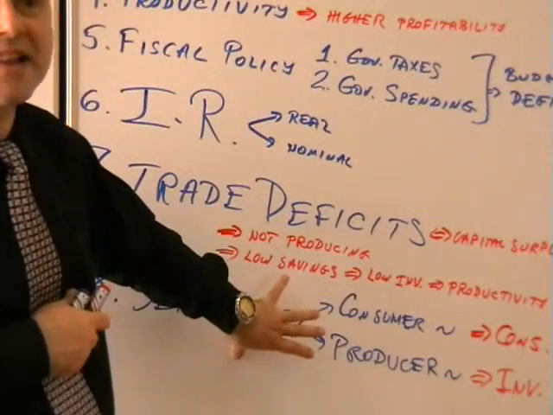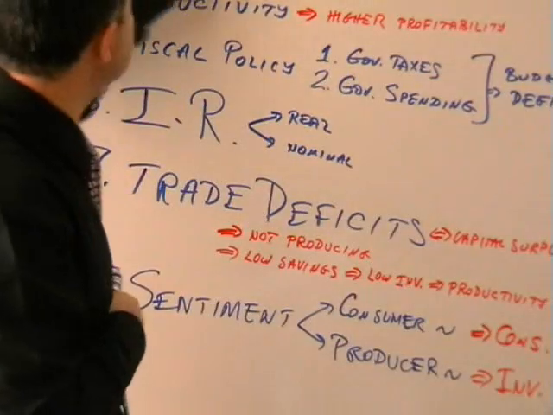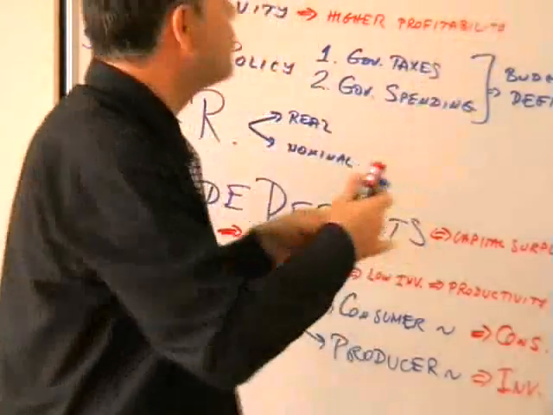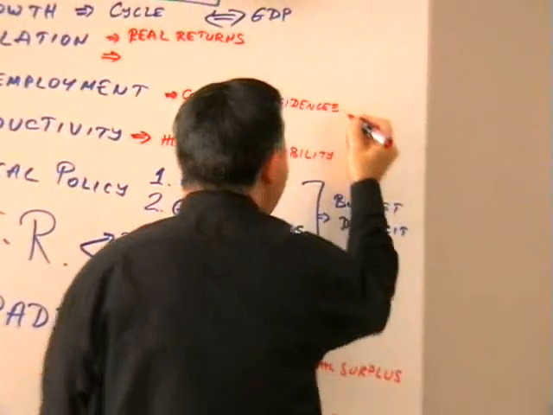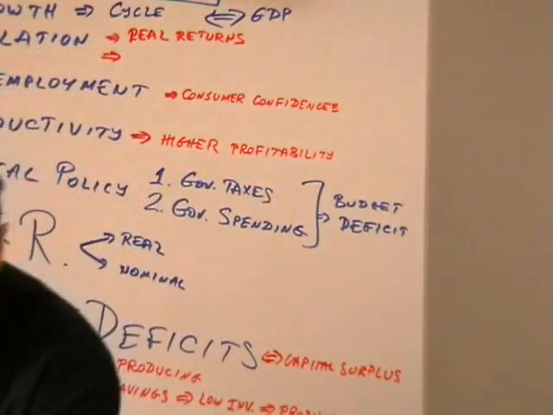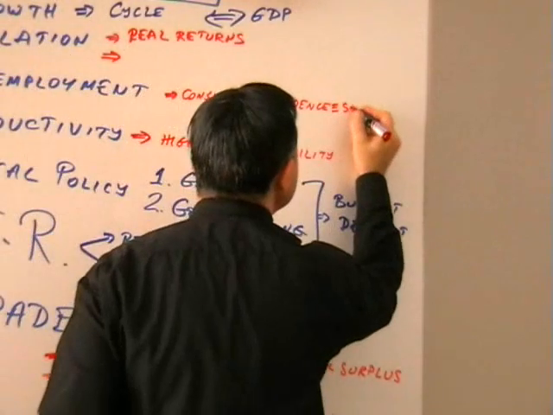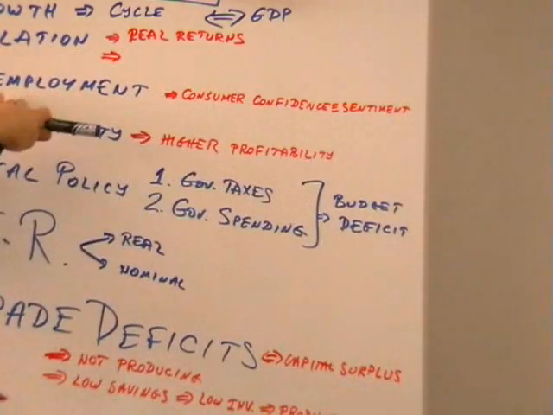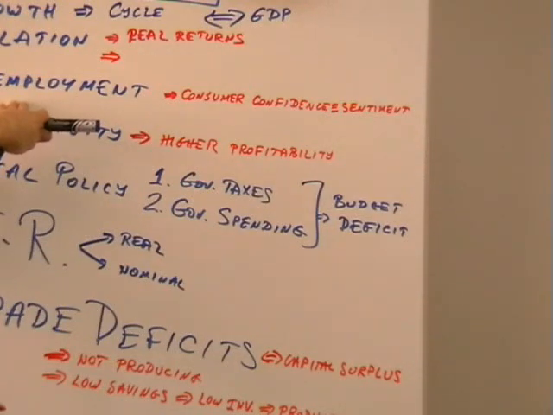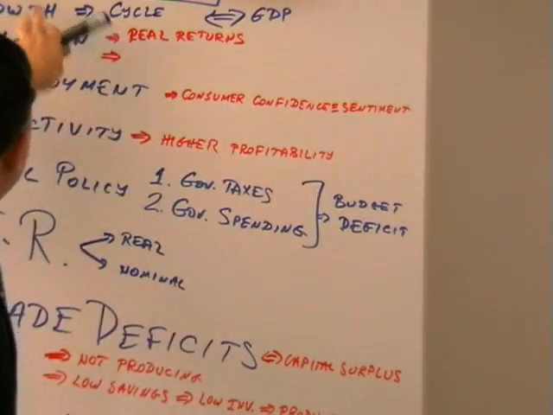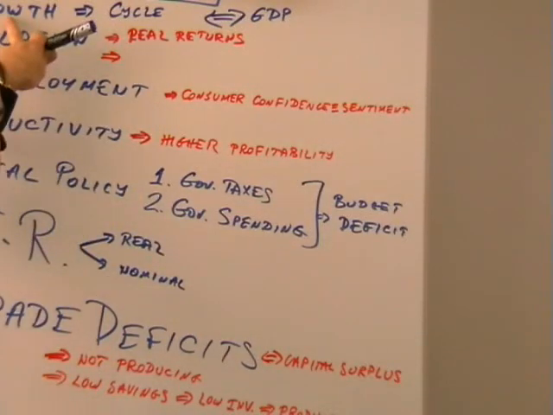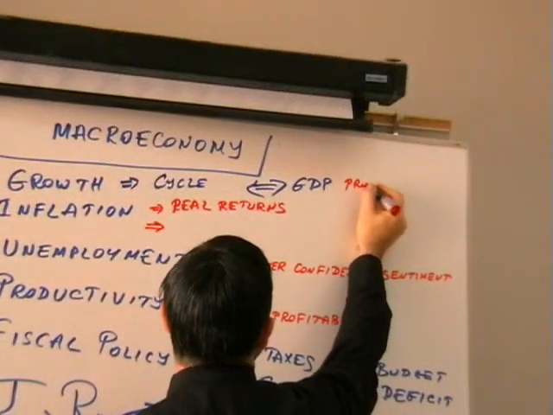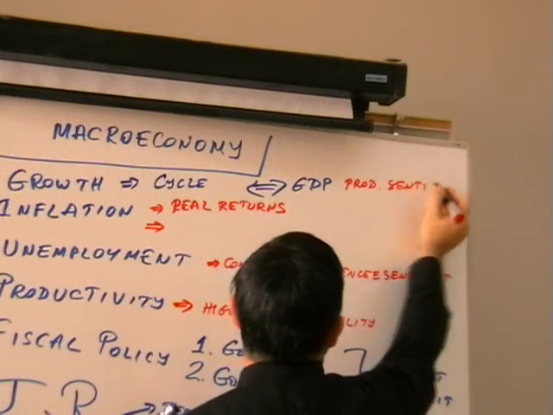I consider consumer sentiment number one element of unemployment. So here is how I wrote it. I wrote consumer confidence. And when I said consumer confidence, I meant the same thing as the textbook says sentiment. So we call it sentiment here. So I consider consumer sentiment to be part of employment, respectively unemployment. Well, number one, not really productivity, of growth. So growth and employment also determines producer sentiment.